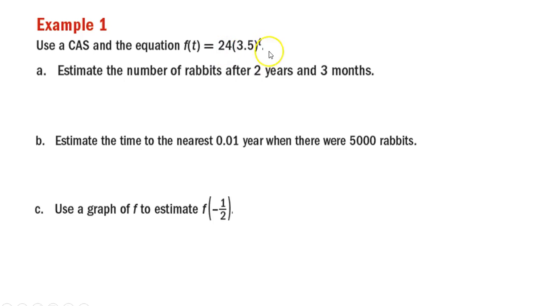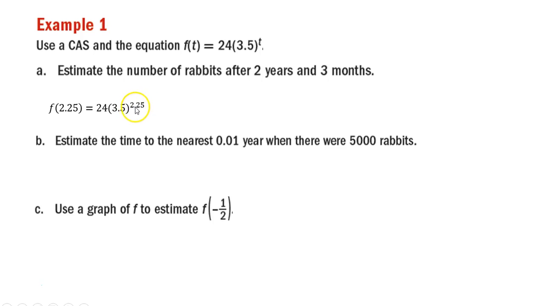That's what this function is saying is happening to this population of rabbits. And we want to estimate the number of rabbits after 2 years and 3 months. So t is in years. If we're going to plug 2 years and 3 months into our function, we have to change it into years. Well, 2 years and 3 months is equal to 2.25 years.